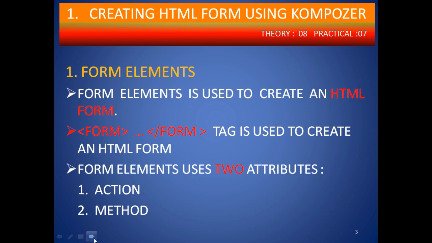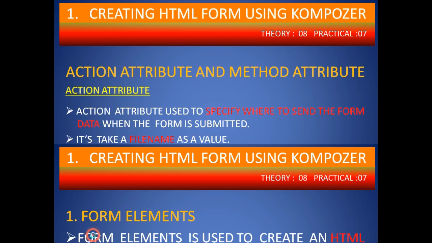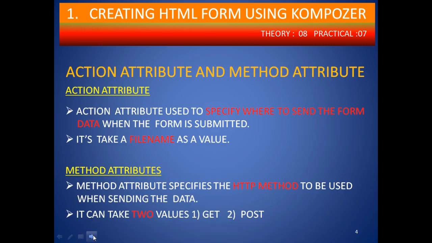Students, there are total 4 elements. You already saw them: form, input, text area, select and option. But in the form element, again there are 2 attributes, action and method. So first we are learning about the action and method attributes. Both are used for sending data, but the action attribute specifies where to send the data.